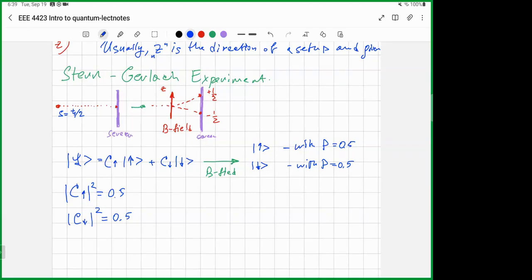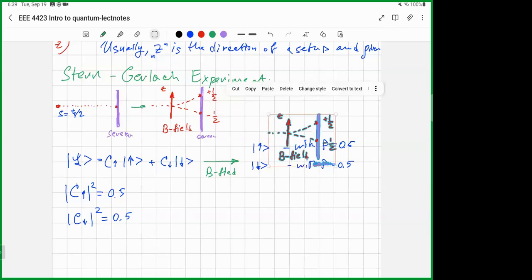Another point here about this Stern-Gerlach experiment is that after measuring the spin state, meaning after applying this magnetic field, let me actually copy this somehow. Copy. Paste.